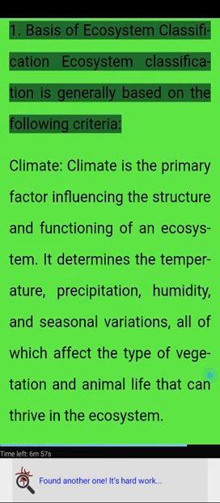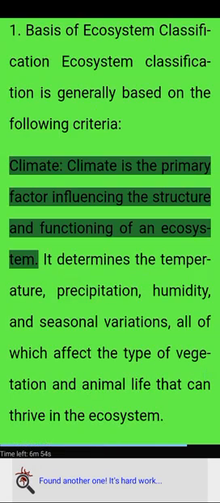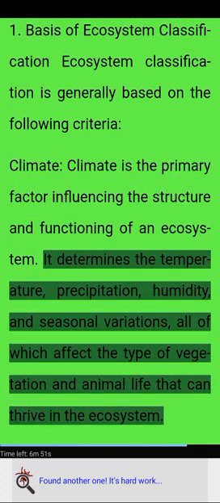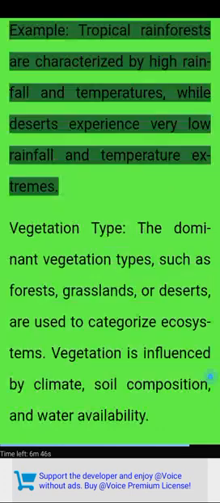1. Basis of ecosystem classification. Ecosystem classification is generally based on the following criteria. Climate. Climate is the primary factor influencing the structure and functioning of an ecosystem. It determines the temperature, precipitation, humidity, and seasonal variations, all of which affect the type of vegetation and animal life that can thrive in the ecosystem. Example, tropical rainforests are characterized by high rainfall and temperatures, while deserts experience very low rainfall and temperature extremes.